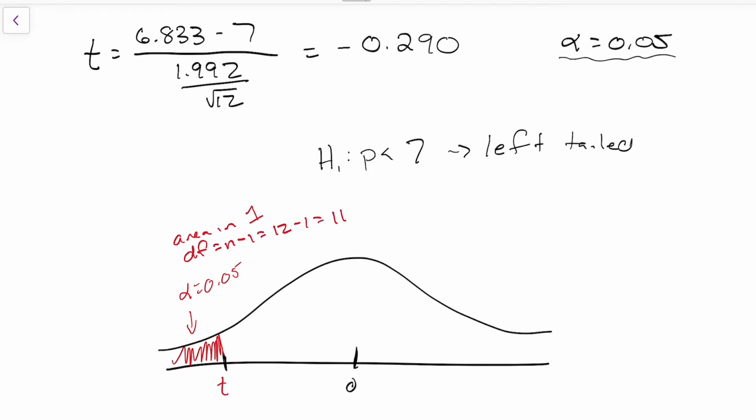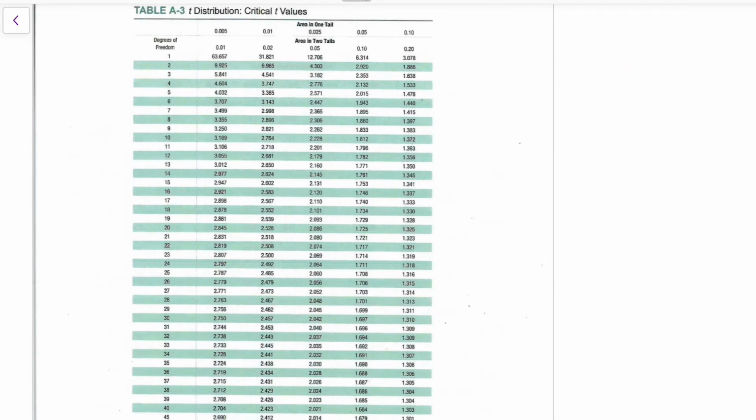So let's look at our t distribution chart. Here is our t distribution critical values chart. Because I have a left-tailed test, I want the area in that one tail to be my 0.05. And again, I have my degrees of freedom being 11. So my critical value is going to be where they meet, which is 1.796.